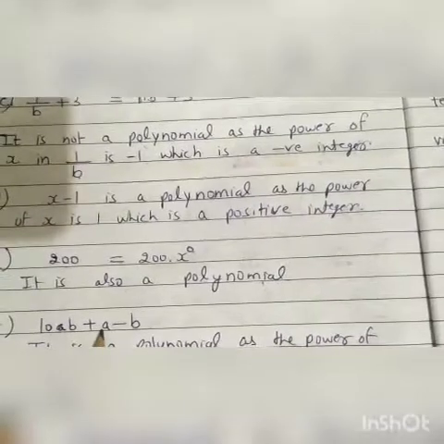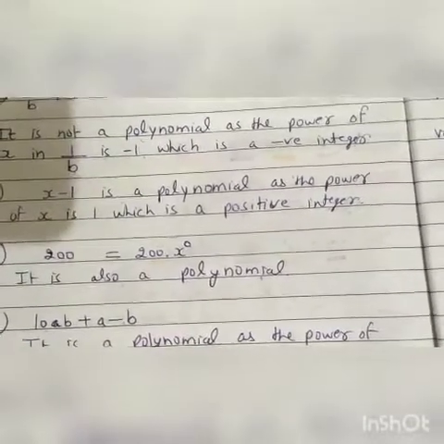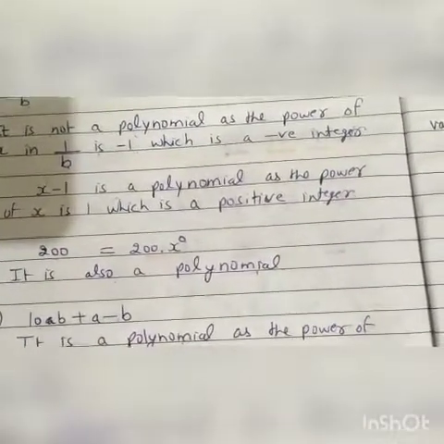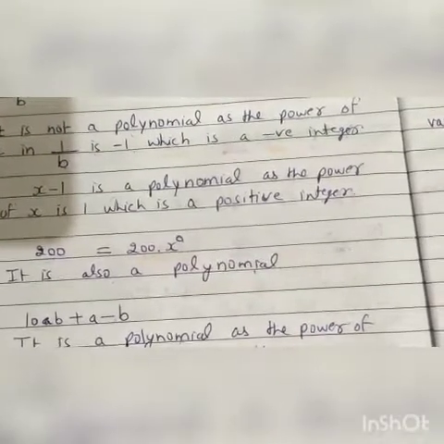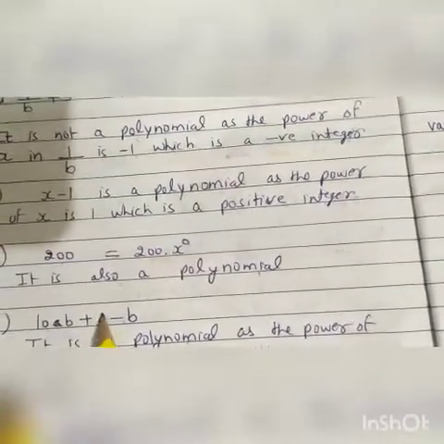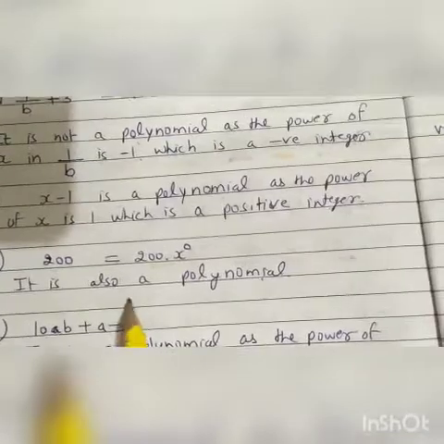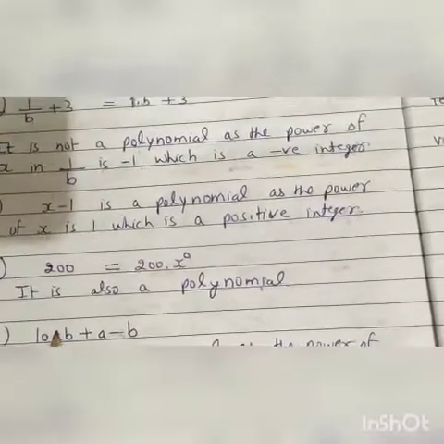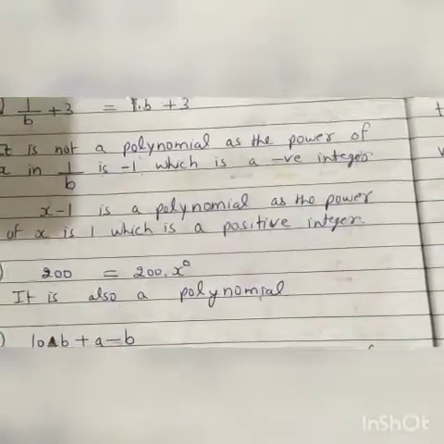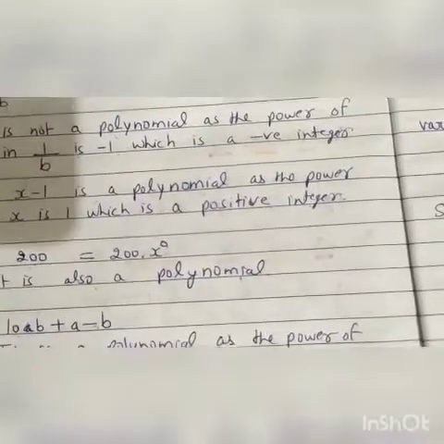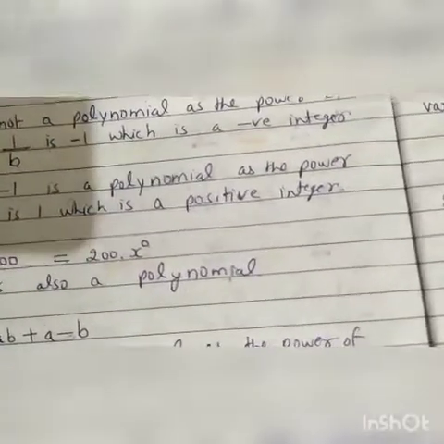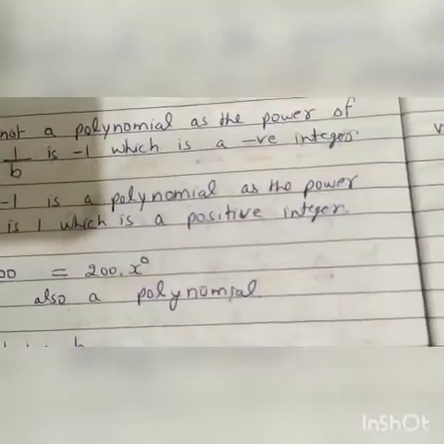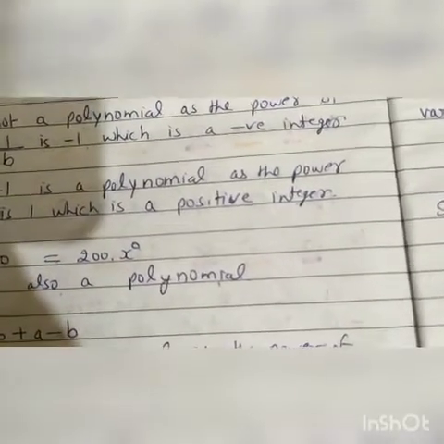Next, 10b plus a minus b. It is a polynomial as the power of all the literals is positive. This is b power 1, a power 1, minus b power 1. All three powers are positive, so it is also considered as a polynomial. Now come to question number 6. First we will study its definition.